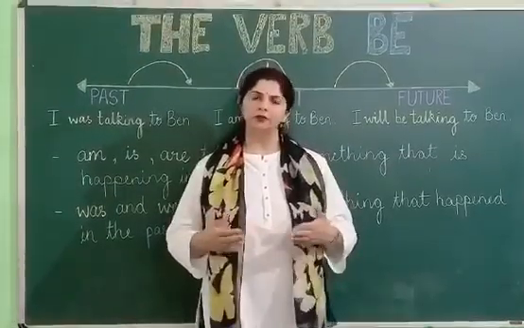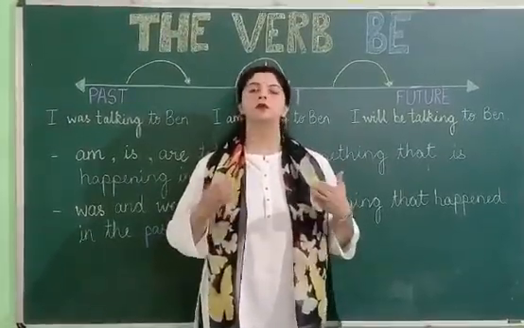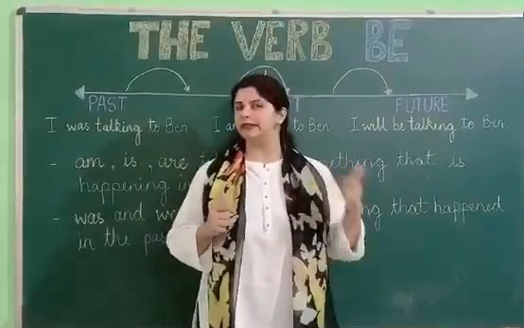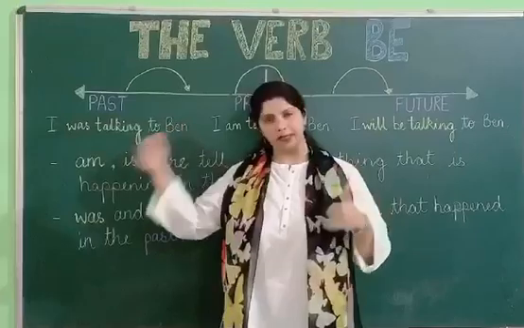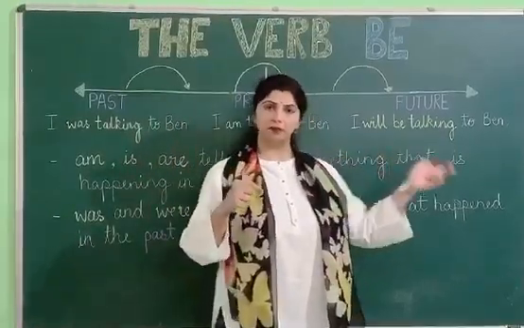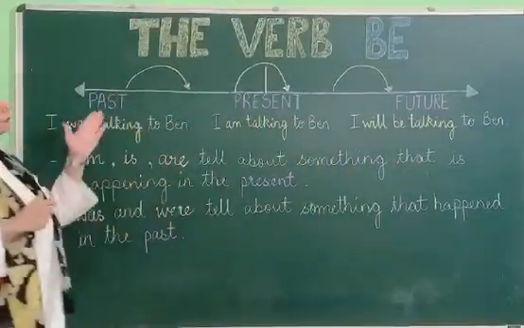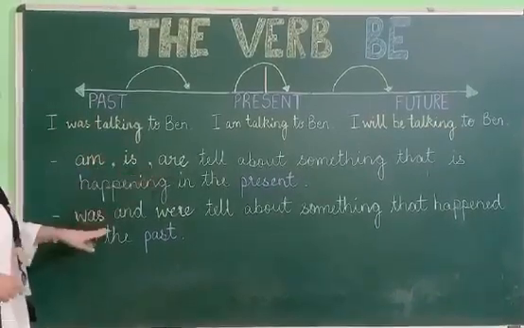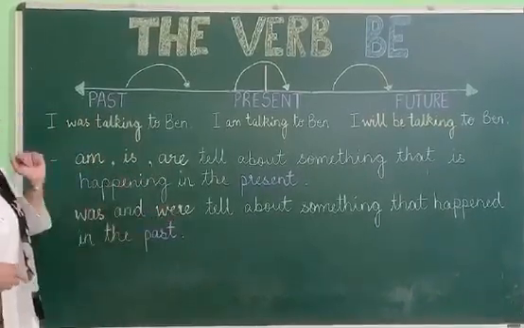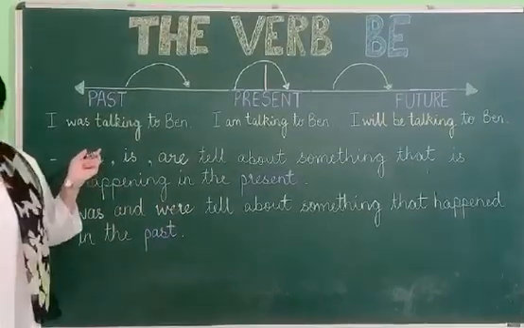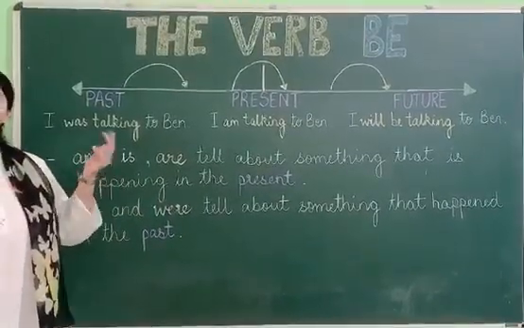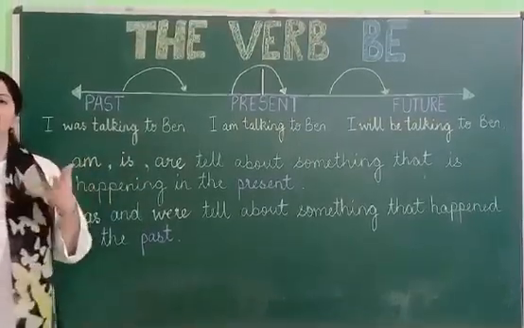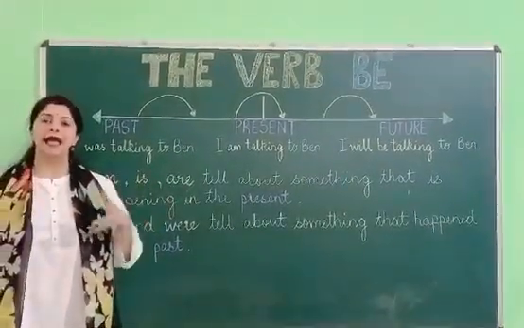Children, now that we are going to study the forms of the verb be, you will understand why I had spoken about the tenses with you. The past tense, the present tense and the future tense. Because the forms of the verb be are am, is, are, was, were. Am is used when you talk about yourself. Like we talk about ourselves. I am an artist. I am a teacher.